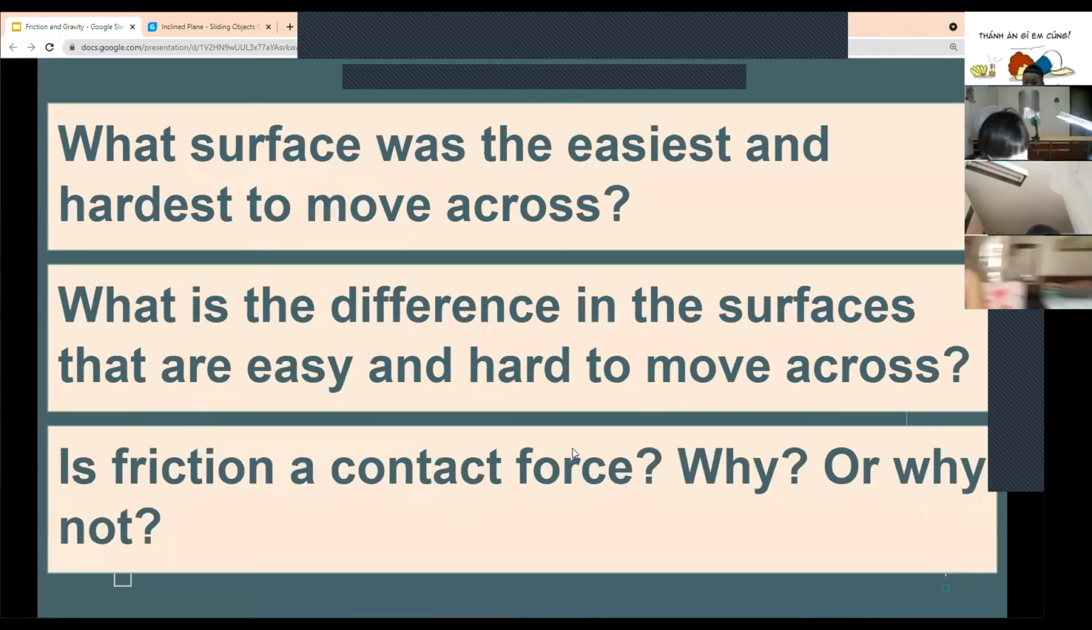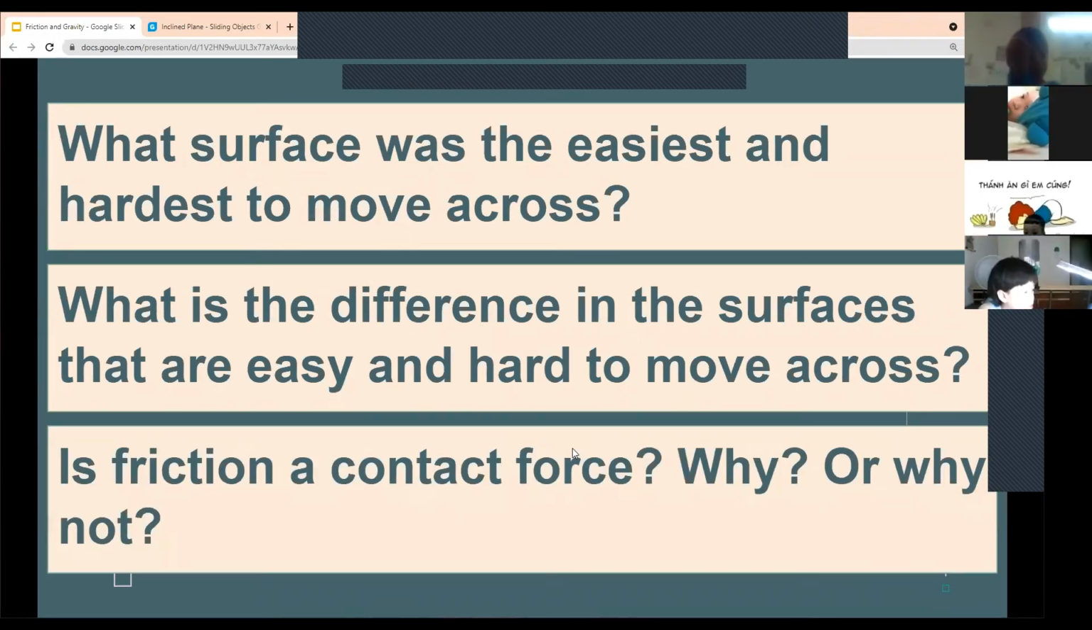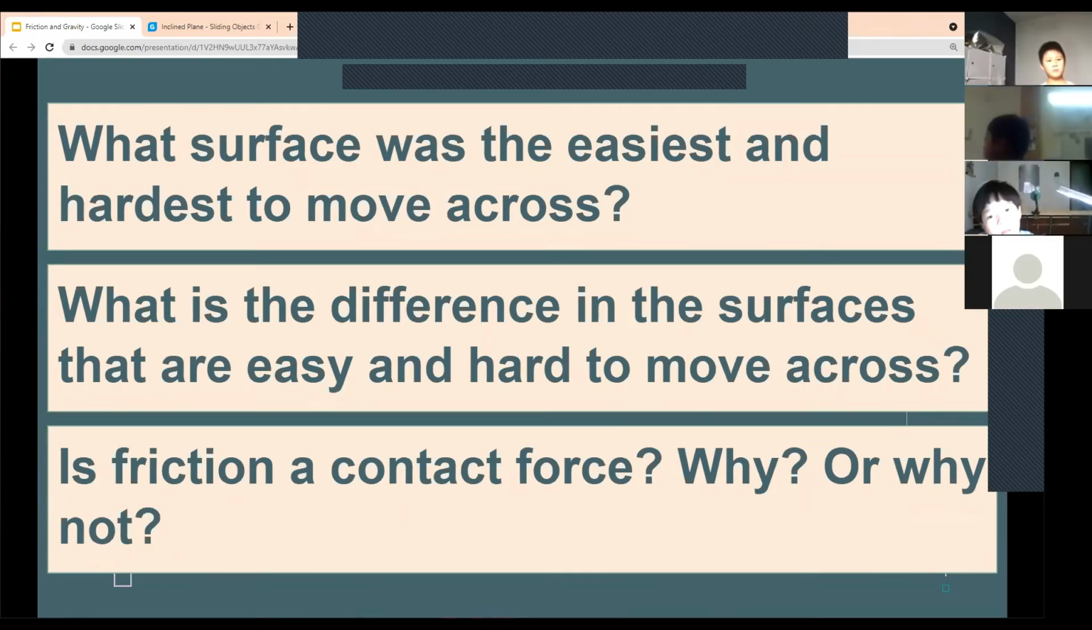Is friction a contact force? Why or why not? Is friction a contact force? Yeah. And why is friction a contact force? When we're looking at friction, two objects are doing what to each other? Let's say we're using my hand and the desk. Are they going to be touching each other and feeling for friction? My hand and my desk when I'm touching it? Yeah, think about it.